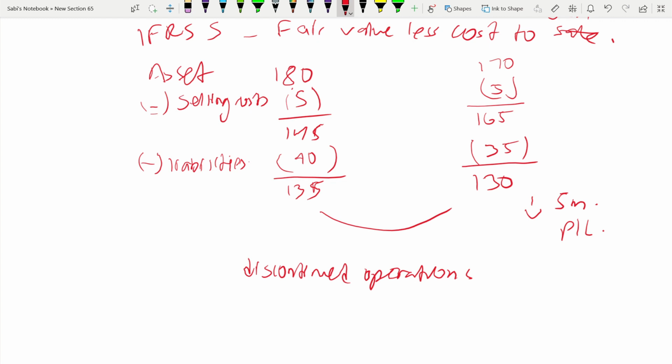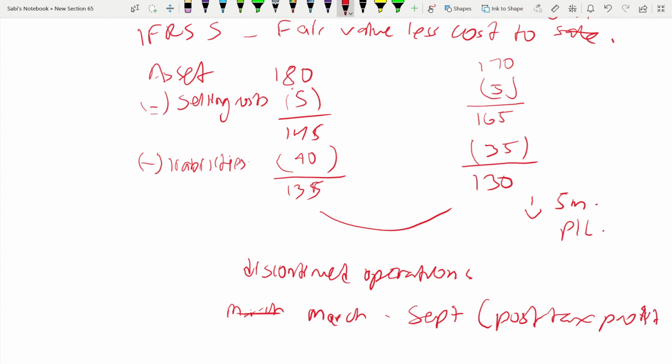Remember, even here, you will also include one more thing. What is it? The post-tax profit or loss, whatever it is, up to the date, from March to September. March was the date when you acquired it, and in September it was classified as held for sale. So from March to September, whatever the post-tax profit is, you can include it there.